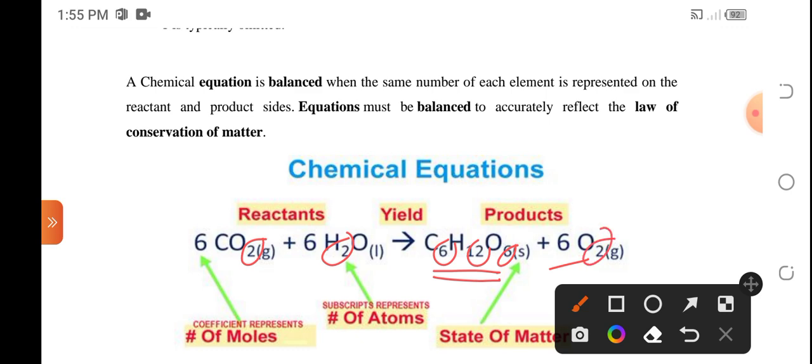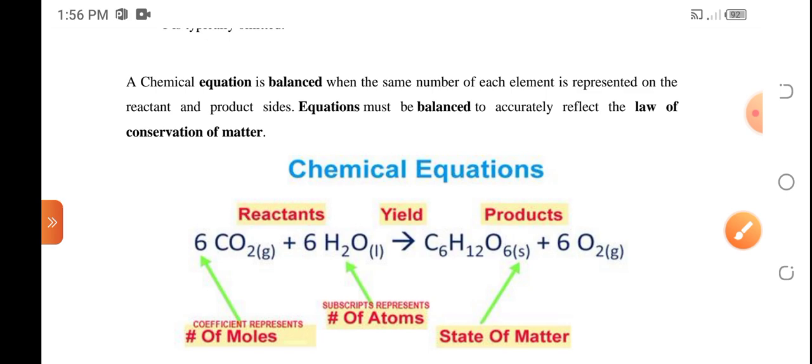This should not be altered during the balancing of equations, because the subscript is actually the identity of the substance. If you remove or change the subscript, then the identity of the substance involved will be altered. So what we are only manipulating during the balancing of equations are the coefficients. The subscript will be retained as is.